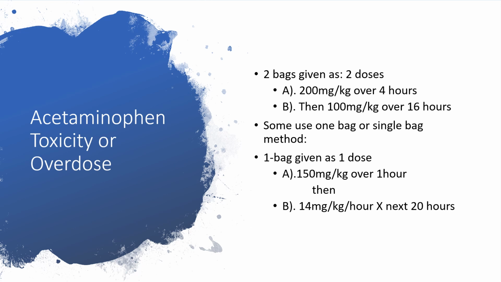Two bags is given as 2 doses: 200 milligrams per kilogram over 4 hours, then 100 milligrams per kilogram over 16 hours. Some will use 1 bag or single bag method. A bag given as 1 dose with 150 milligrams per kilogram over 1 hour, then you adjust it to 40 milligrams per kilogram per hour for the next 20 hours.